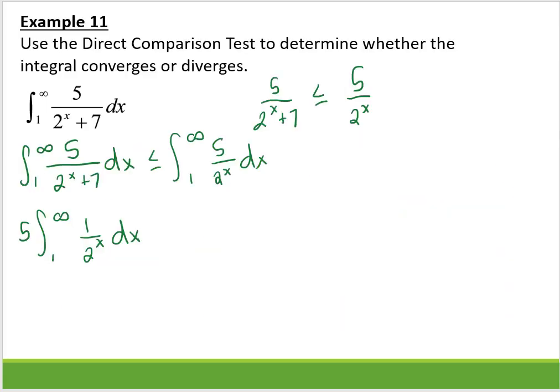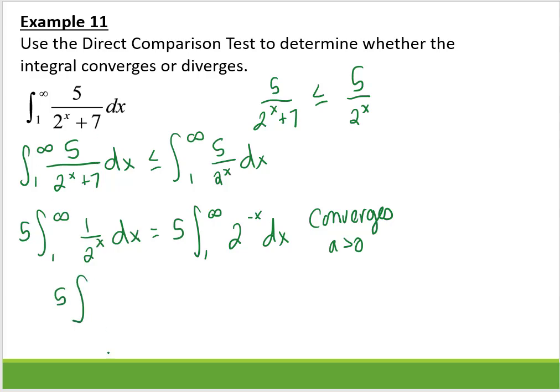So going back to this slide, this converges, and that's more of just a known fact. Maybe we could say a is greater than 1. So taking the 5 out of the integral that we do have, it converges by the direct comparison test. Man, I got lazy here at the end.